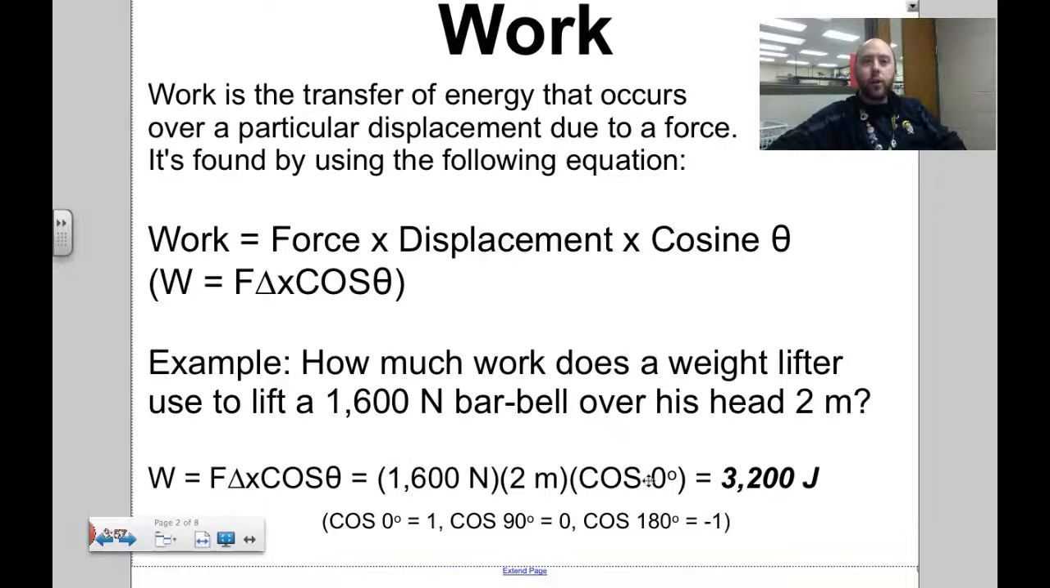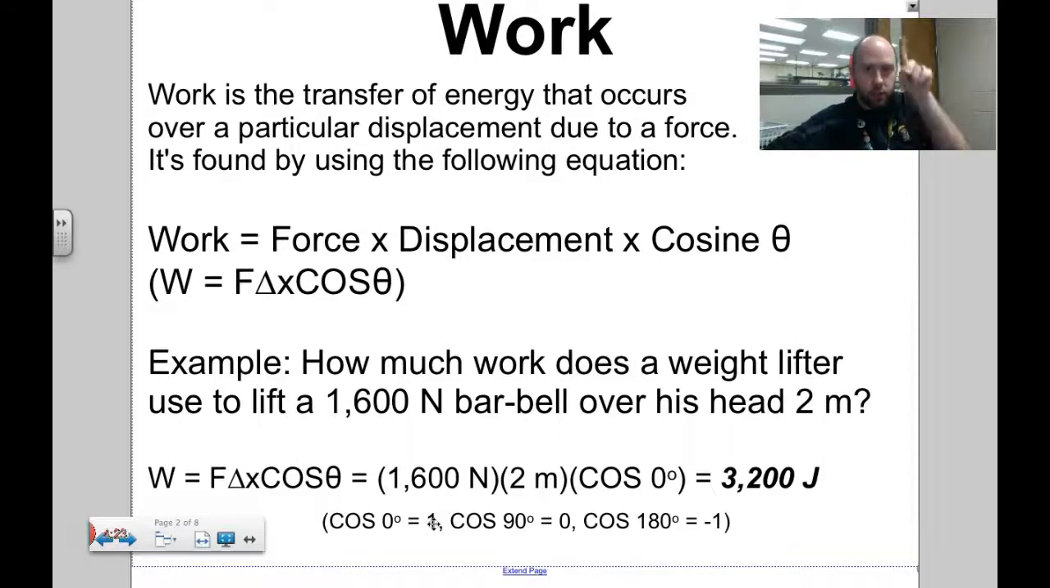It is imperative, however, that you memorize 3 very important angles that involve cosine. Whenever you take cosine of 0 degrees, you always get 1. So cosine of 0 degrees, that's how it's worded correctly, is always 1. Remember that.